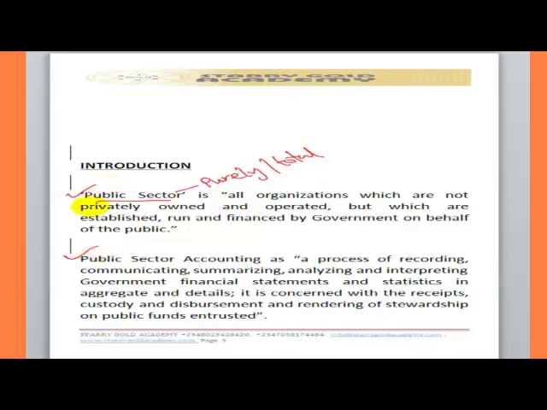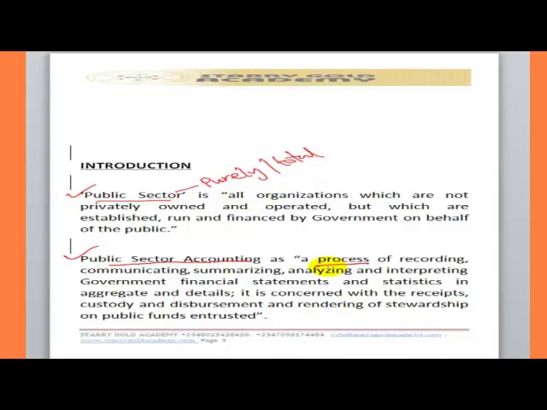What is important is to understand that when we talk about public sector accounting, the word accounting there indicates that it is a process. It is not just one action. It is an act of processing data into information that could be used for decision making. So that needs to be understood from that perspective.